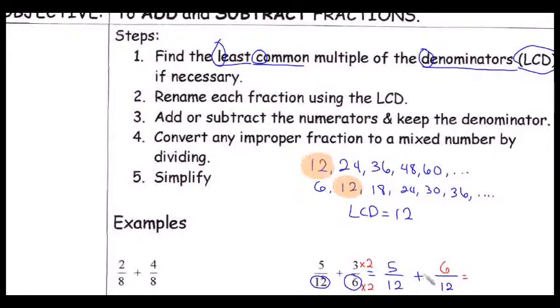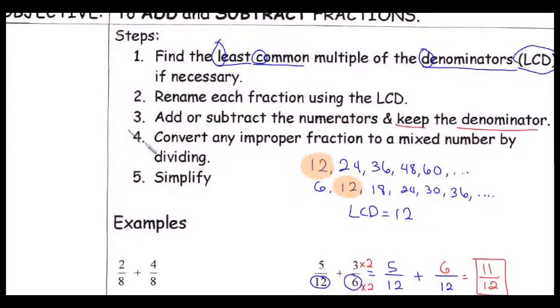So my final answer is going to be 5 plus 6, because now I'm on step 3. I'm going to add or subtract the numerators, and because this is an addition problem, I'm going to add them. So 5 plus 6 is 11. And notice what it says here, keep the denominator. So I'm going to keep that 12. I'm not going to add them, I'm just going to keep it the same. And that's my final answer: 11 over 12, 11 twelfths.